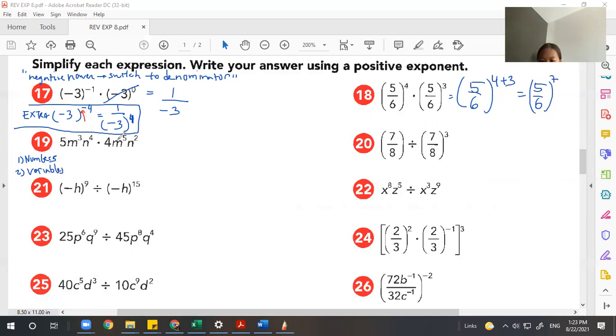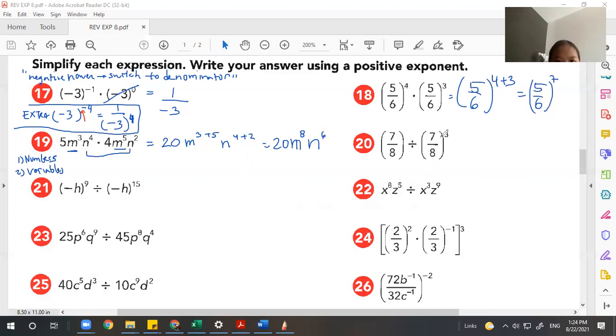Okay, so 5 times 4 first. That's your first priority. So 5 times 4 is 20. And m, look at the m. 3 and 5, right? If it is 3 and 5, you have to add the power. 3 plus 5. And then n, what is n? 4 plus 2. So what's the answer then? Simple. 20, m power 8, and then n power 6. Cool, that's all.